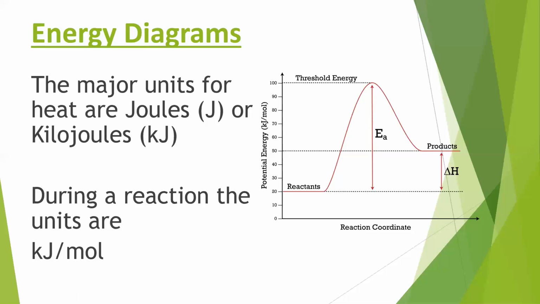So think about balancing equations. We have the left side of our reactants, we have the right side of our products. And that's what this graph is pretty much showing us. The first thing that we wanted to say is that the units for heat are in joules or kilojoules. A kilojoule is 1,000 joules.